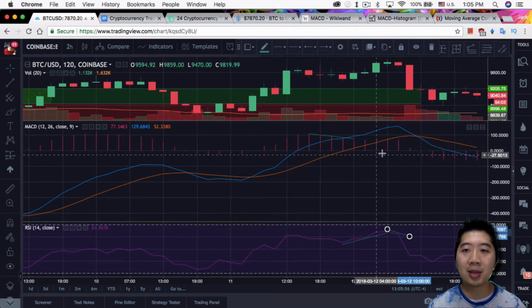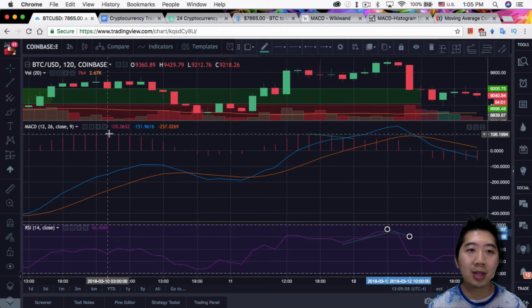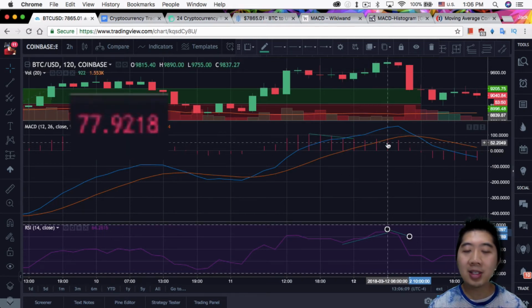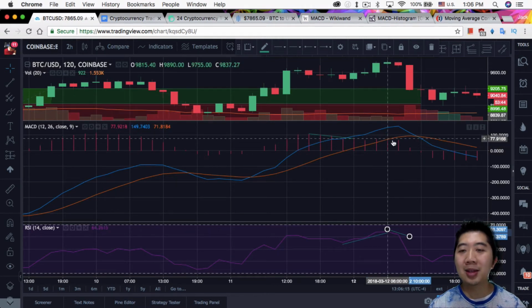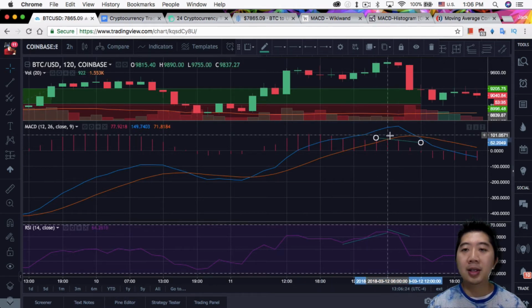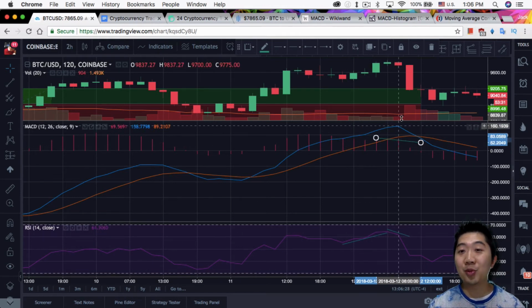You see that the RSI is coming down, and if you just look at the MACD again, histogram-wise, it's 77 on this candle, 77.92 on this candle, and the next one is 69. So you see that there's also a downward trend right here. So I'm just going to drag this one over here. There's a divergence in the histogram and in the MACD. So this is really the perfect time to sell, right over here.